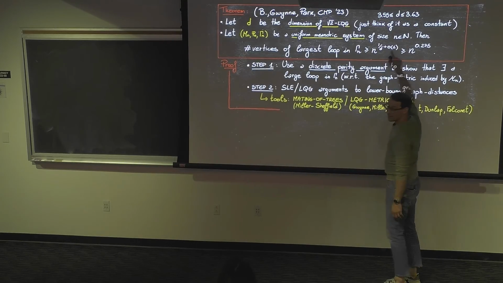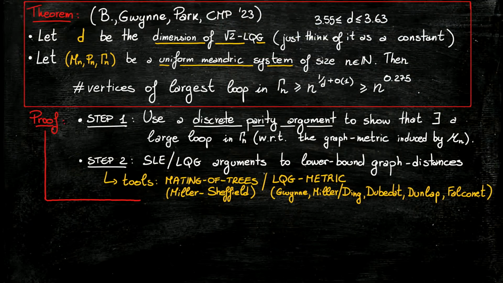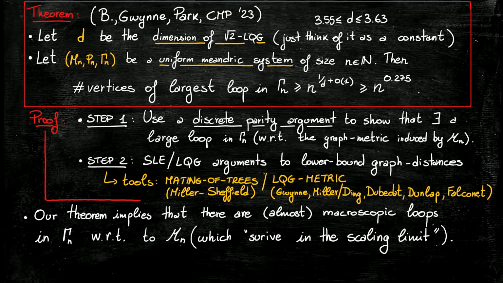The O(1) here is exactly one consequence of this. We use the KMT coupling, and this KMT coupling does not rule out this O(1) possible correction. So I want to stress two things. This theorem is telling that there are almost macroscopic loops. This almost is related to the fact that we don't know if there is a log correction.